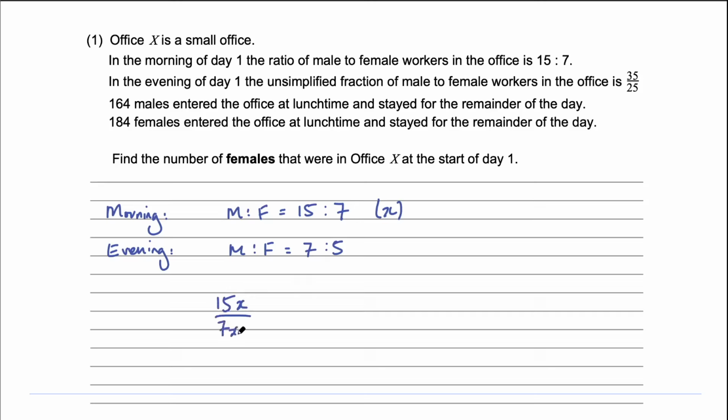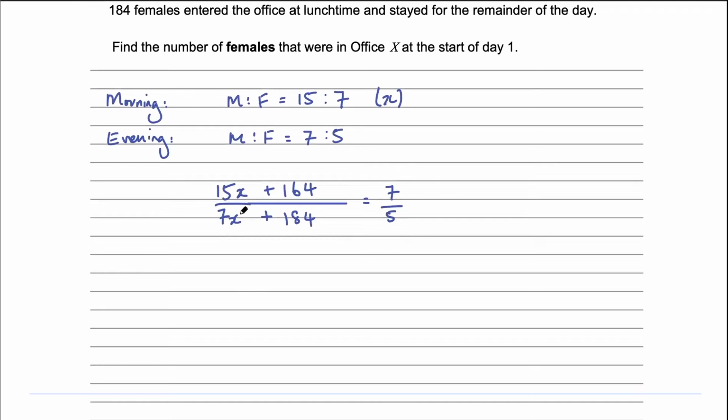15x over 7x, right? So we have to multiply by some factor to get the actual number of people in the office. Then if we add on 164 males to the male part of that ratio and add on 184 females to the female part, this new fraction will be equal to the new ratio in the evening, which we could write as 7/5. Okay, so that's how we're creating an equation with one unknown that we can go ahead and solve for that unknown. So from here, you can cross multiply. So multiply this by 5 and this one by 7.